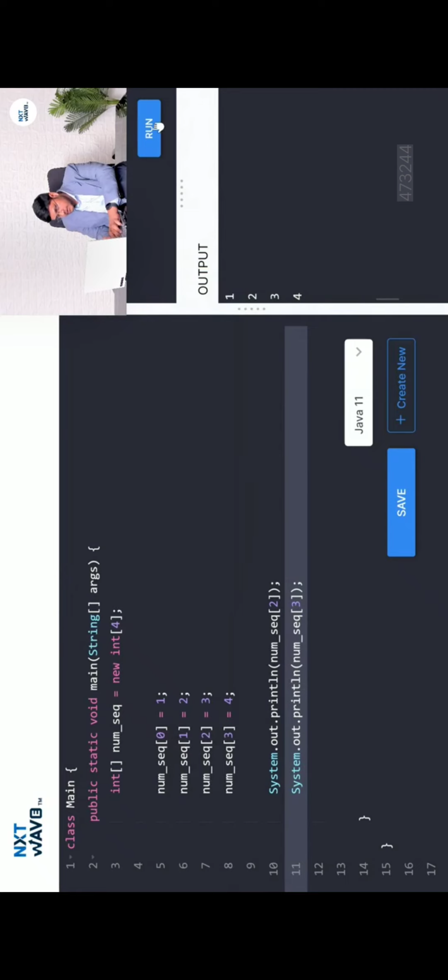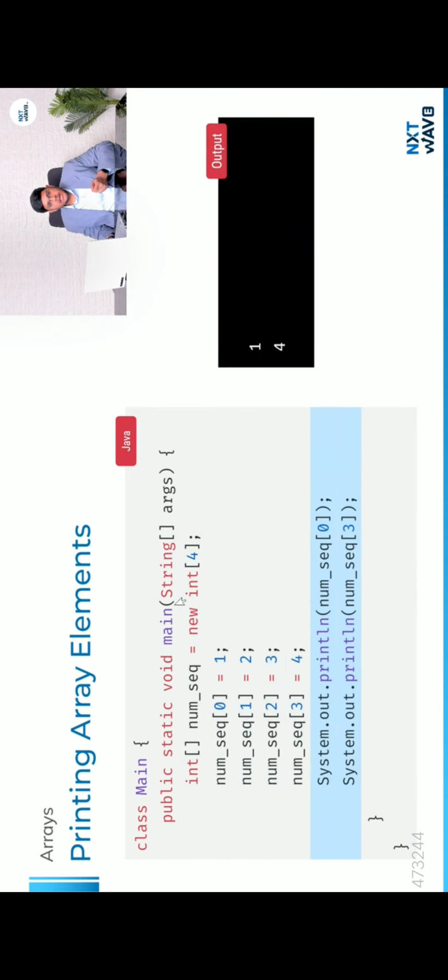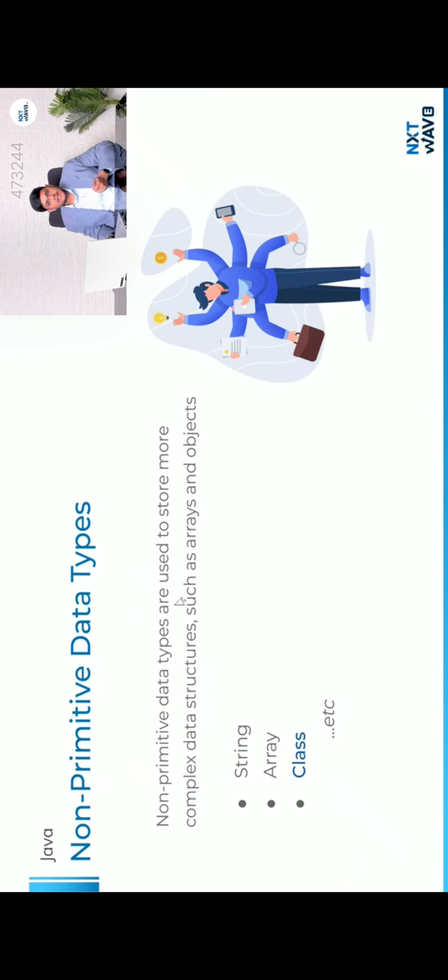Now let's run the code and see the output. The output should be 3 4. As you can see, we got the output as expected. So we have assigned values to it, and we have also printed values which are stored in that particular array.